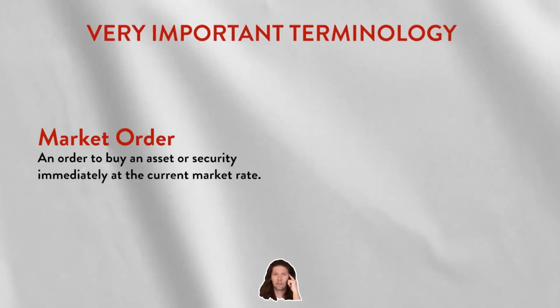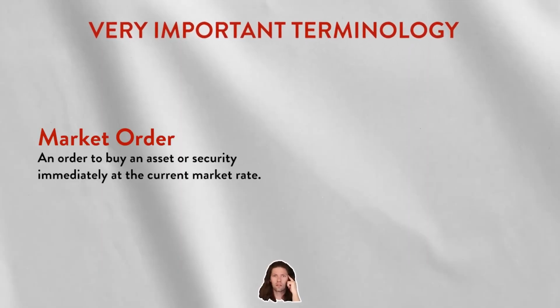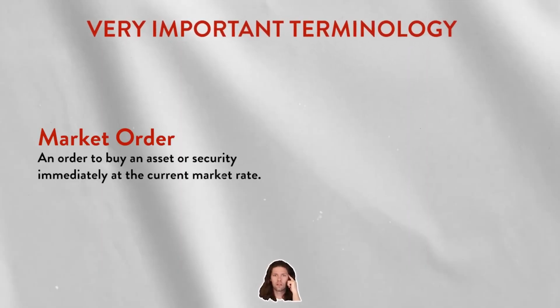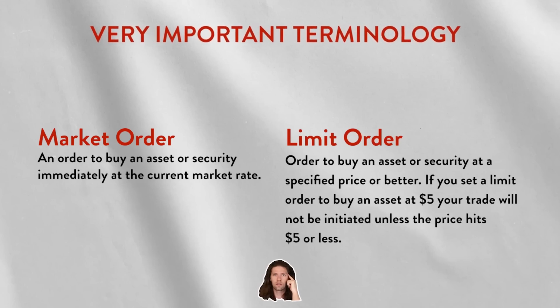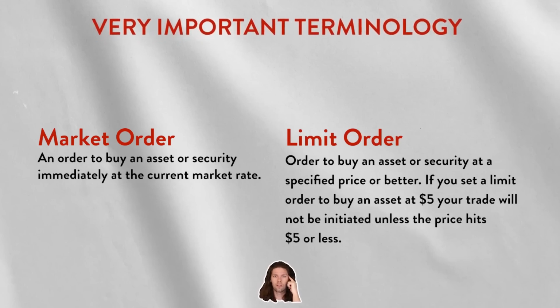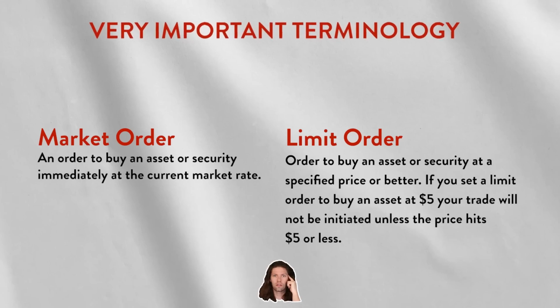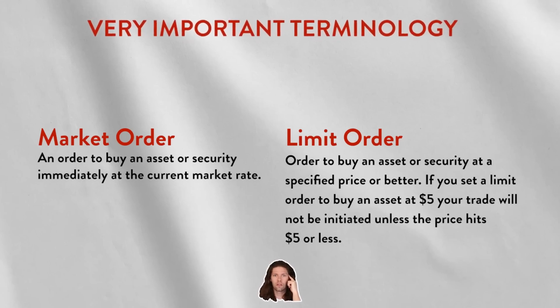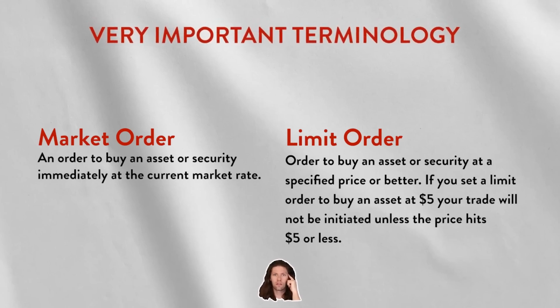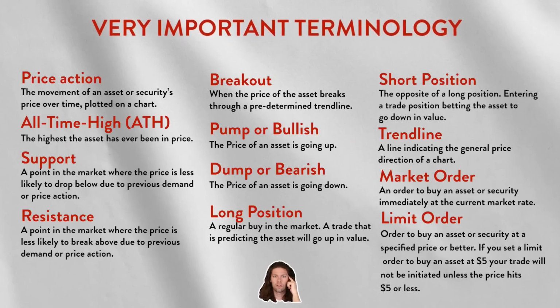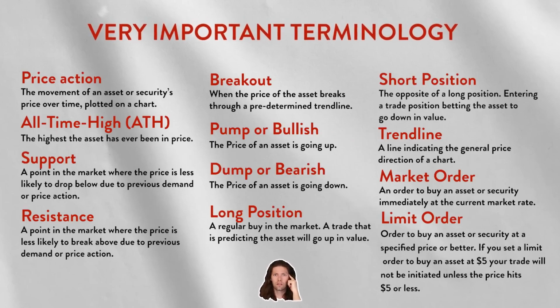A market order, an order to buy an asset or security immediately at the current market rate. Limit order, an order to buy an asset or security at a specified price or better. If you set a limit order to buy an asset at $5, your trade will not be initiated unless the price hits $5 or less. These terms will help you with the learning process for the remainder of this video. Now let's go ahead and get you set up.